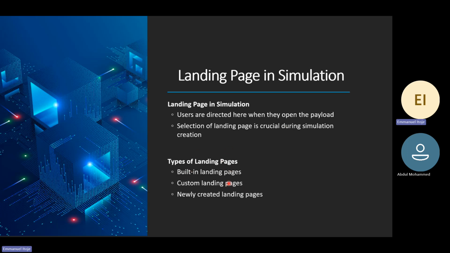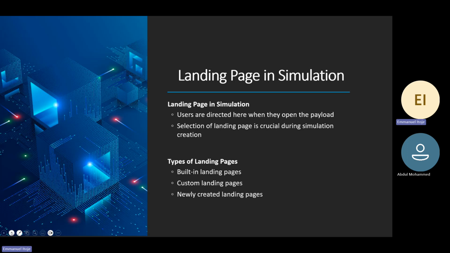Now, these are the types of landing pages that are available. They are built-in landing pages that Microsoft has provided for you to use. Then you can decide, okay, I want to create a custom landing page, so you have already created those custom landing pages so that you can use them for the payload later. Or as you're creating the attack simulation, once you get to the landing page stage, you can quickly create a new landing page at that point. So these are some of the things that are very, very important when creating a simulation landing page.